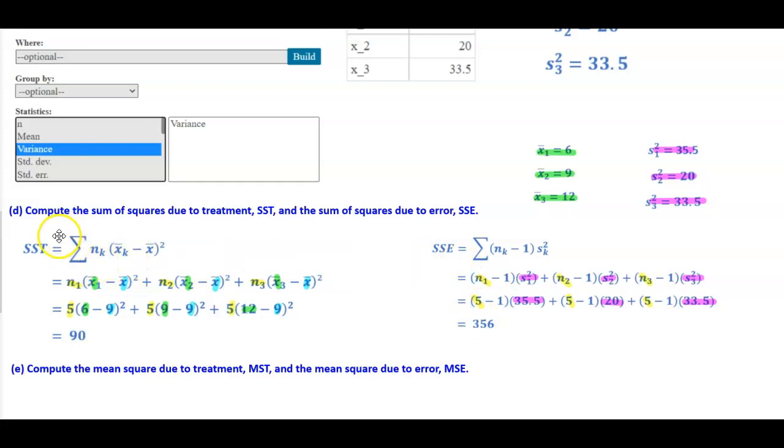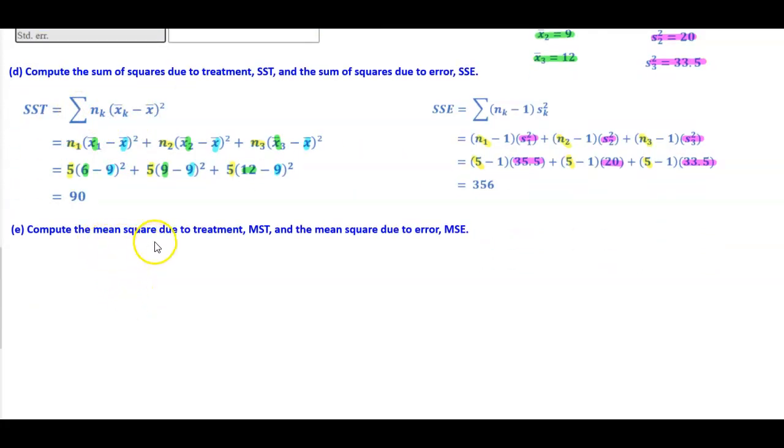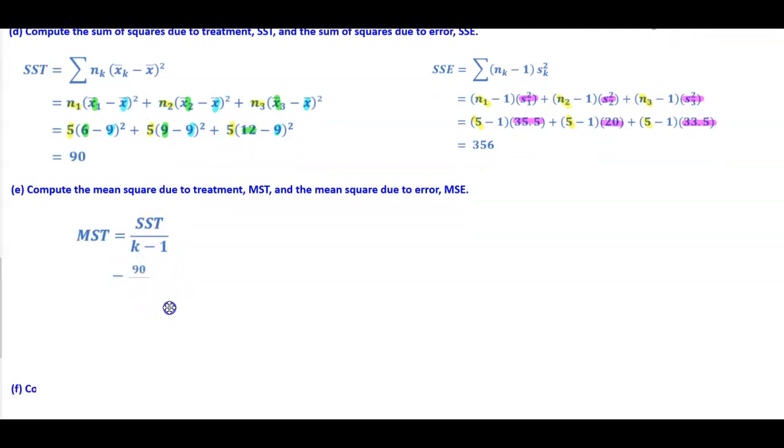So now we have our SST and SSE. Now we want to move on to computing the mean square due to treatment, which is MST, and the mean square due to error, which is MSE. To find the mean square due to treatment, we take the value we found for SST and divide it by k minus 1. K is how many data sets we have. SST is equal to 90, we have 3 data sets, and we subtract 1. So we get 90 divided by 2, and therefore we get 45.